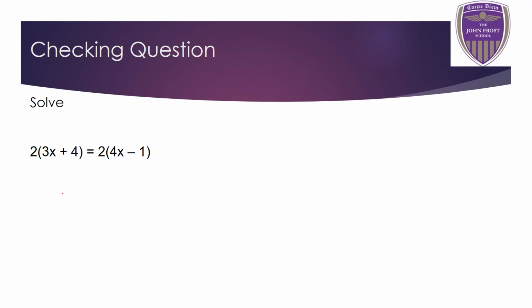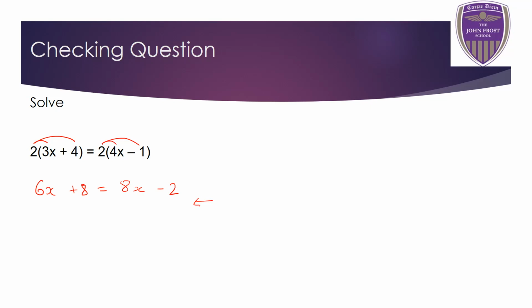Okay, welcome back then. So to solve this checking question, we just need to expand the brackets first. That's always our first step. So if we expand the bracket on this side, 2 times 3x will give us 6x, and 2 times 4 will give us 8. Then we've got the equal sign. Then when we expand this bracket, 2 times 4x is 8x, and 2 times minus 1 is minus 2. So just by expanding both of those brackets, we've now got an equation with x on both sides, like we've just done for the rest of this video.